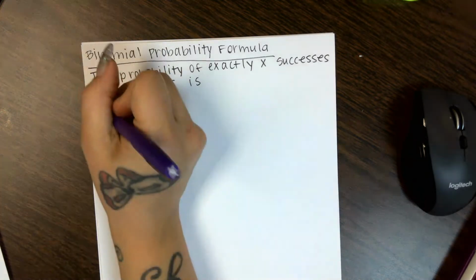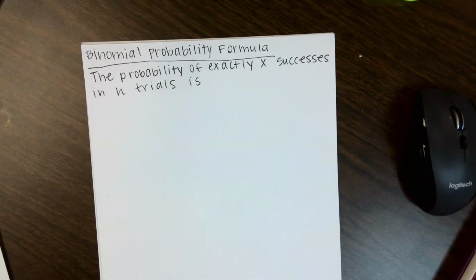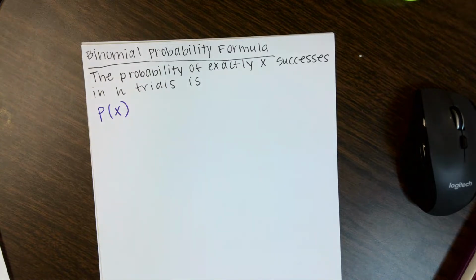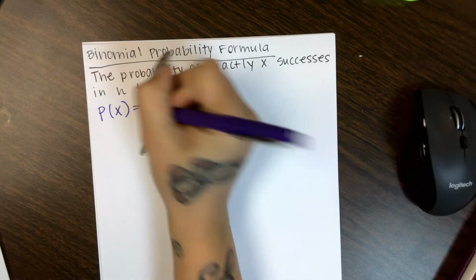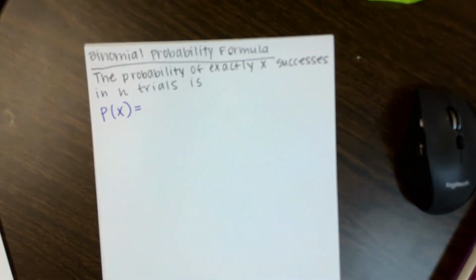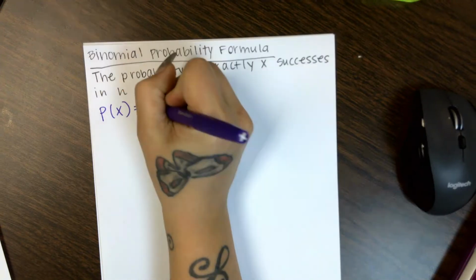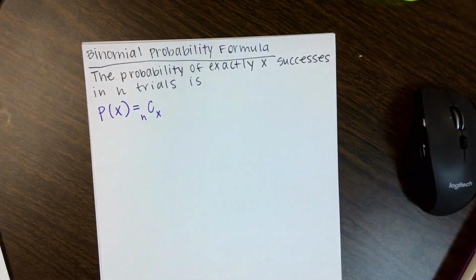So, the probability of exactly X successes in N trials is. So we take the probability of X, and this is equal to, do y'all remember the combinations? It was like nCr, N choose R. Right? N was the total number, and then R was the number that we're choosing. With this formula, it's actually nCx. Okay, so N is the total number, and we're choosing X of them. That's what we start with.